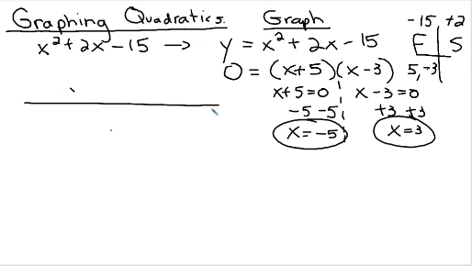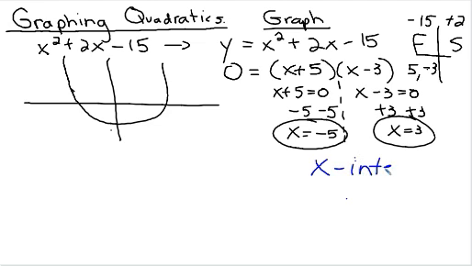Well, the graph of every quadratic is what we call a parabola. It's this U-shaped thing. Well, what we know is that these solutions over here are the x-intercepts. So once you know what the x-intercepts are, it's easy to sketch a graph of this parabola.